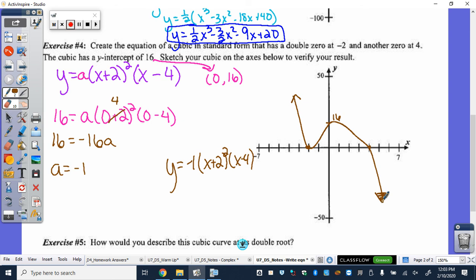Because it's got that negative leading coefficient, that means the left side is up this time, the right side's down. Bounces at negative 2, hits your y-intercept at 16, and then goes back down at 4.